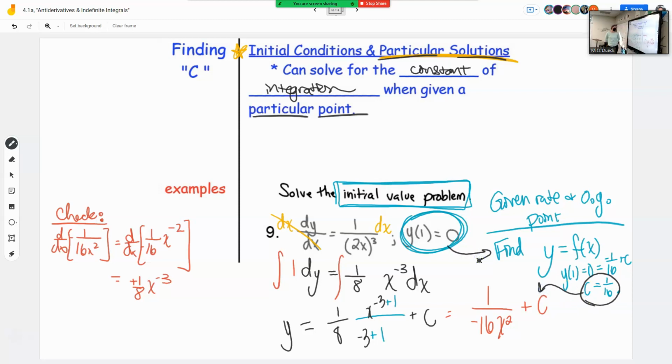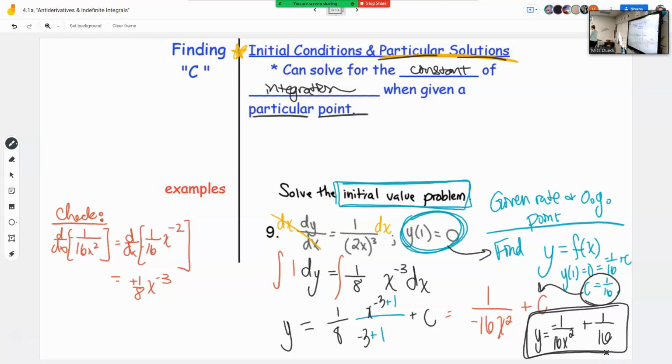So I plug in my point, I know my C, and all of a sudden I can go ahead and say that y is equal to negative 1/16 x squared plus... Maybe there's some other ways of writing that with factoring and stuff, but we'll just leave it right there for now.